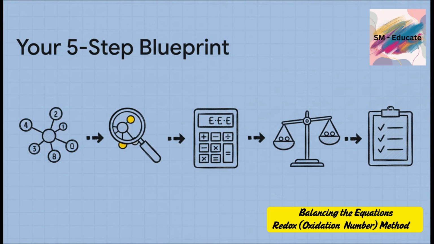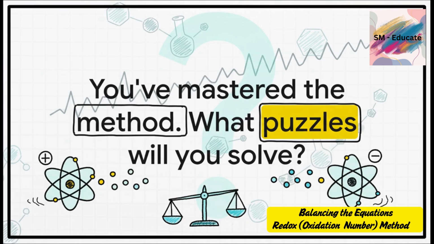So here it is. This is your blueprint. These are the 5 steps you can take with you to solve any redox equation that gets thrown your way. Assign, identify, calculate, equalize, and inspect. You just follow these steps and you really can't go wrong. So now you have this really powerful, logical tool in your chemistry toolkit. The next time you see a crazy-looking redox equation that seems impossible to balance, you'll know exactly what to do.